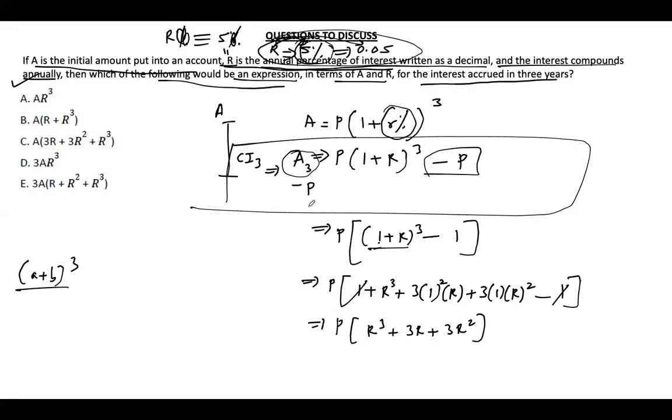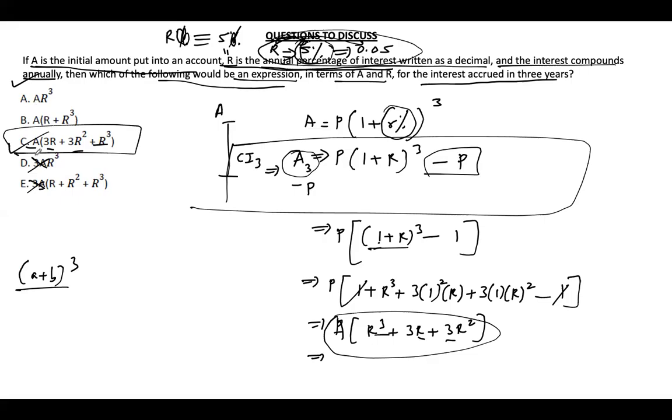And what is the principal, by the way? A. A, this was 3A, this was 3A. 3R, 3R square, R cube. Is it clear? Formula based question.